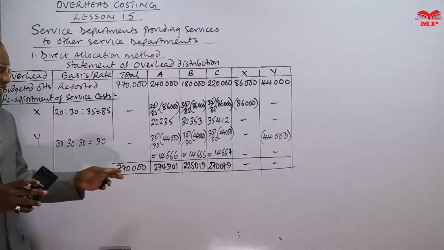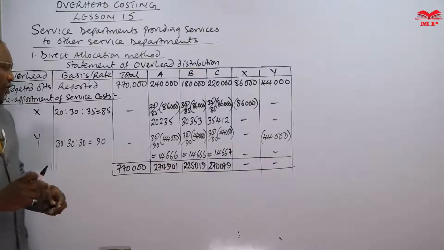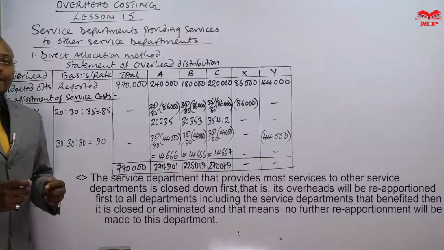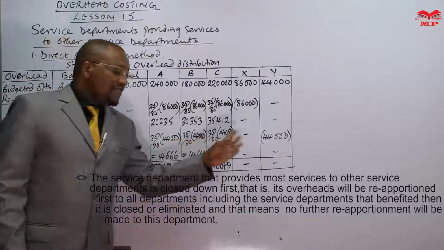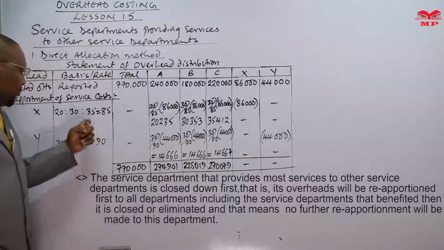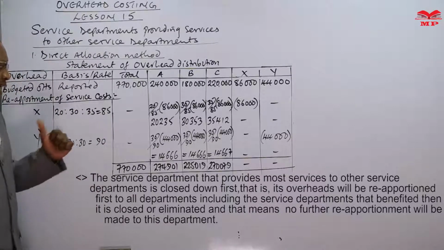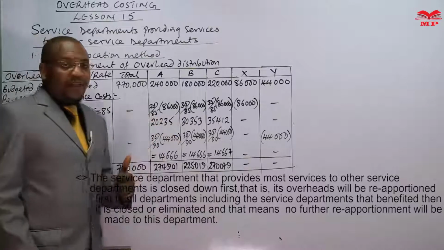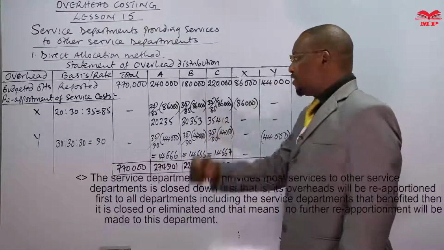The decimal places, we may have a difference of one decimal place. But all in all, you can see how we have ignored inter-service department services. That is how we do it. And we make sure that the rate or the basis here is well dealt with. That is all about the direct allocation method.